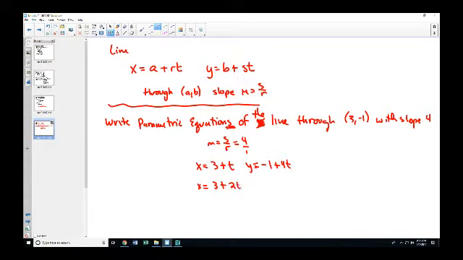2t, 8t. You can do whatever you want there, but there are an infinite number of parametric equations for a line. How do you know which one to use? It doesn't matter. Just use the easiest one possible. Keep it simple.